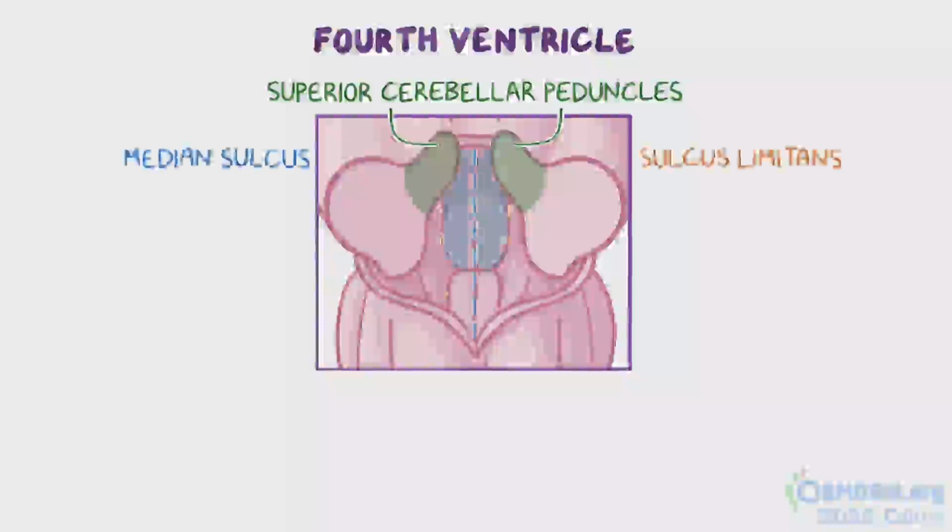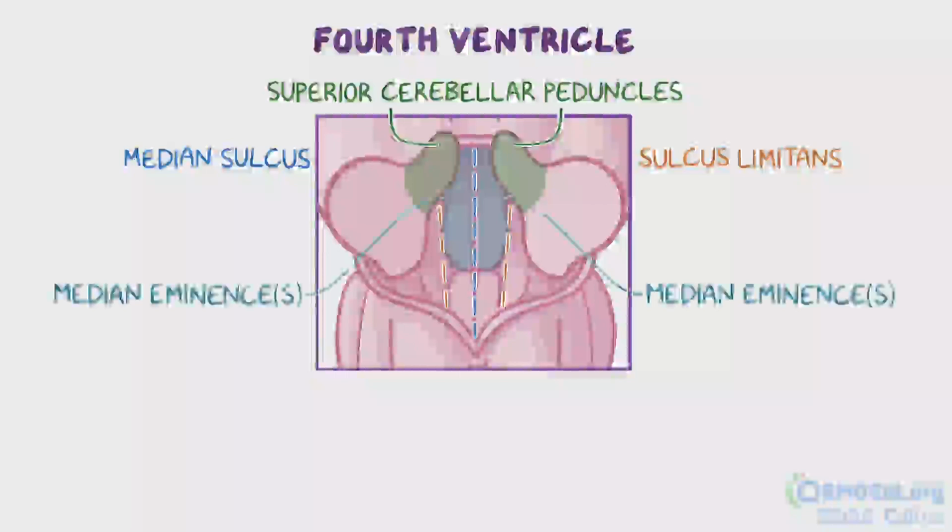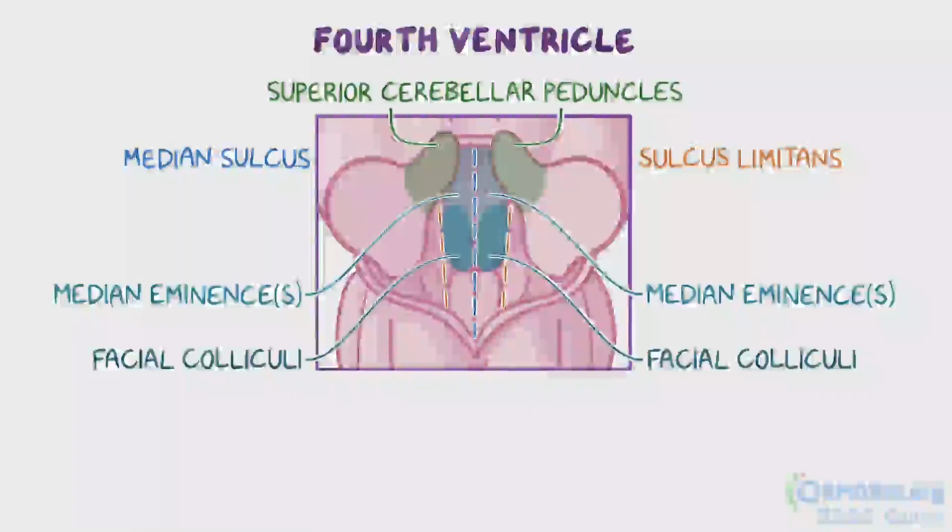Between the median sulcus and sulcus limitans, there are two elevations called the medial eminences, whose caudal parts enlarge to form the facial colliculi. The facial colliculi are two bumps, which are made up of axons from the facial nuclei that wrap around the abducens nuclei.